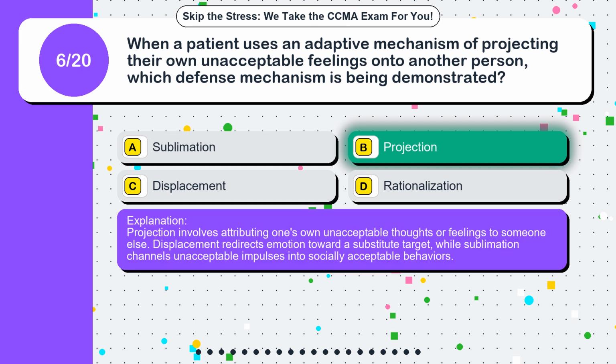Projection involves attributing one's own unacceptable thoughts or feelings to someone else. Displacement redirects emotion toward a substitute target, while sublimation channels unacceptable impulses into socially acceptable behaviors.